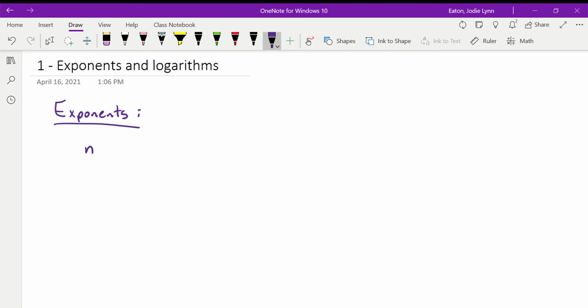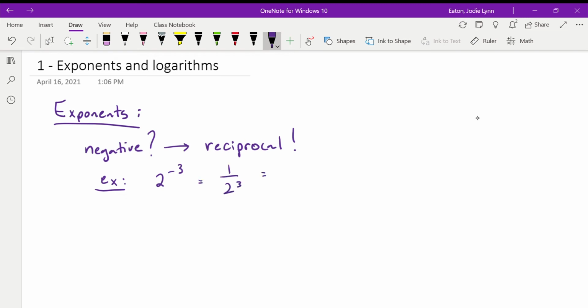If you have a negative exponent, it means you take the reciprocal of the exponent you see. So negative exponent, reciprocal. Quick example, if we have 2 to the power of negative 3, this is 1 over 2 cubed, which is 1/8.